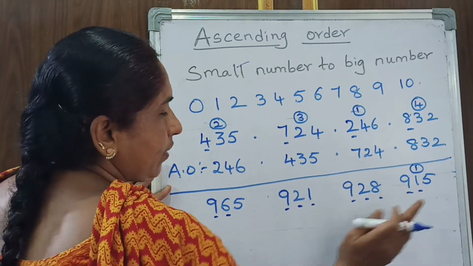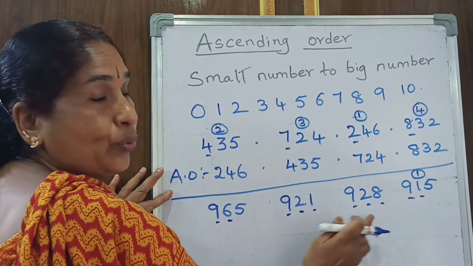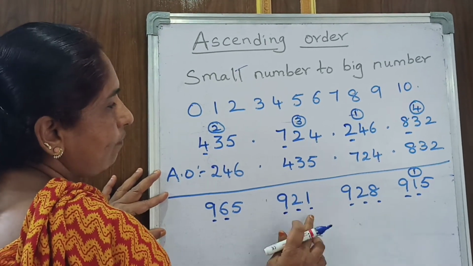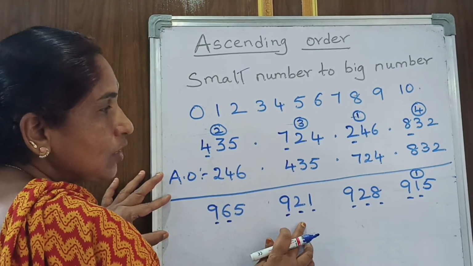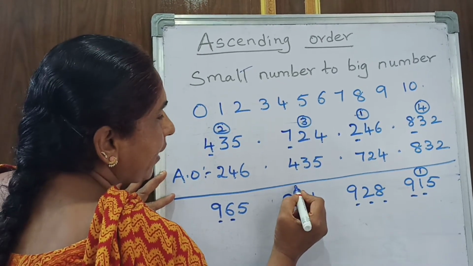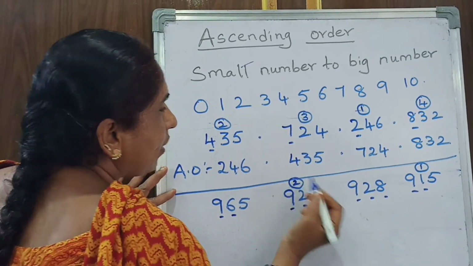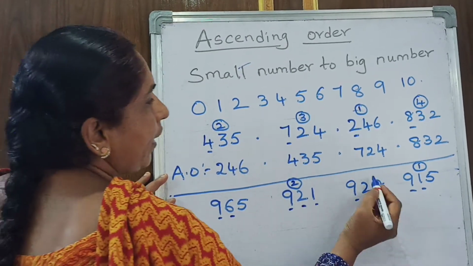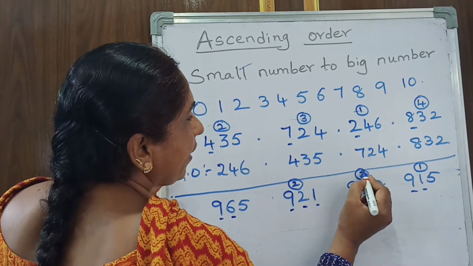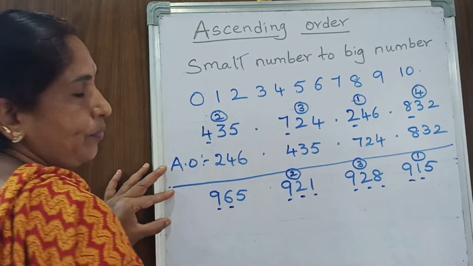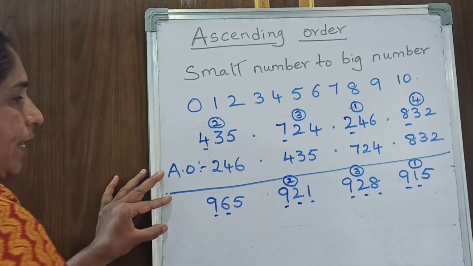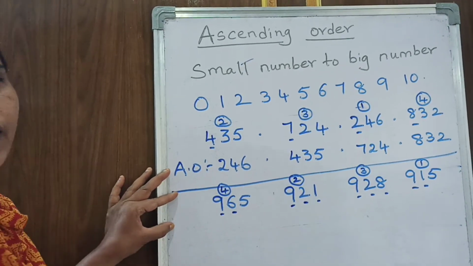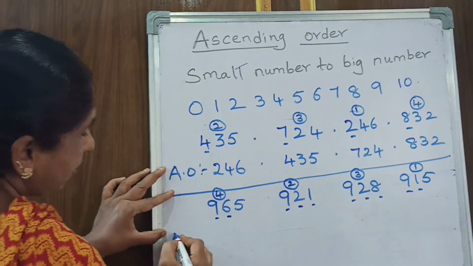So here 1 we have completed. But here you are having 2, 2. Then you see the third number, 1 and 8. 1 is the smallest number. So 921. And next 928. Here 6 and 2. 928. And the last remaining is 965. Is it clear, children?